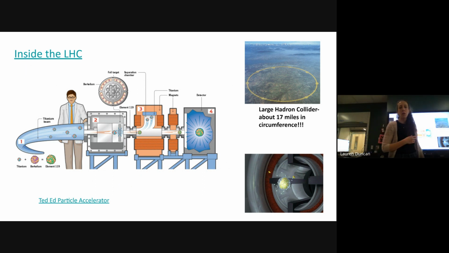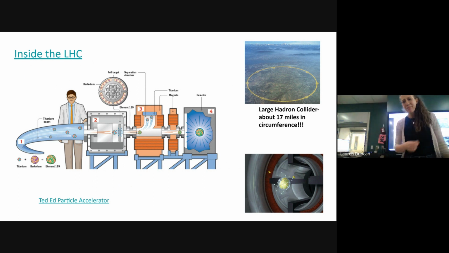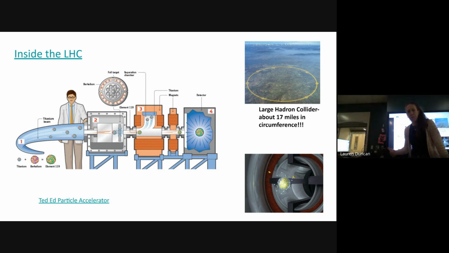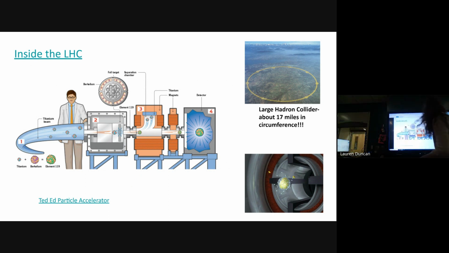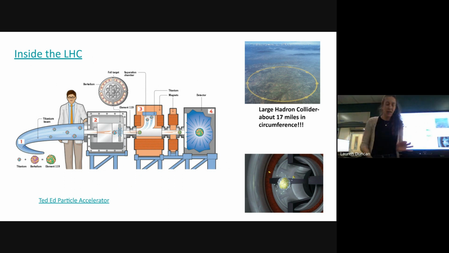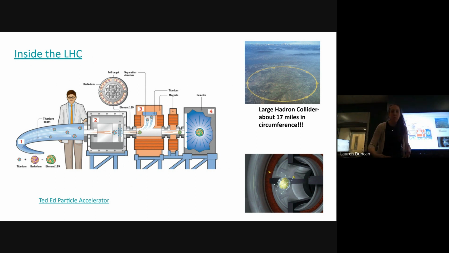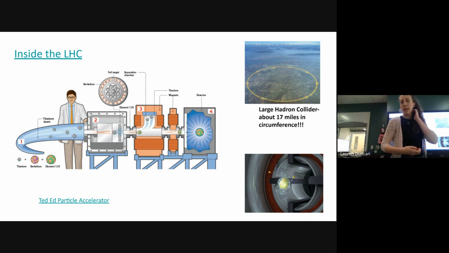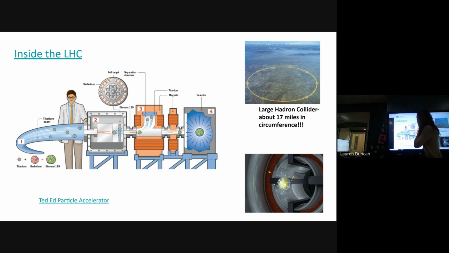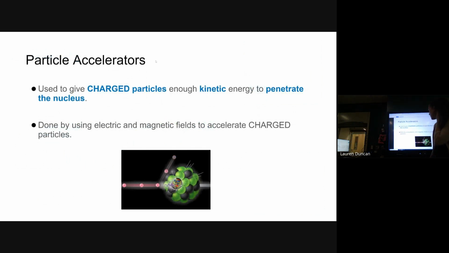The largest one in the world is called the Large Hadron Collider. It's under areas of France and Switzerland. That yellow circle is its track. It's 17 miles in circumference. So again, these are huge. They have to be big because we use those strong electric and magnetic fields to accelerate the particles in them to nearly the speed of light.